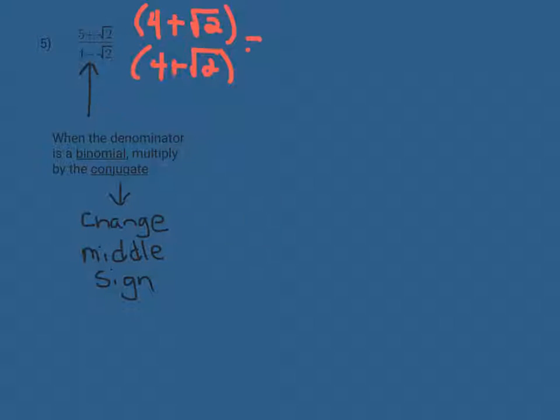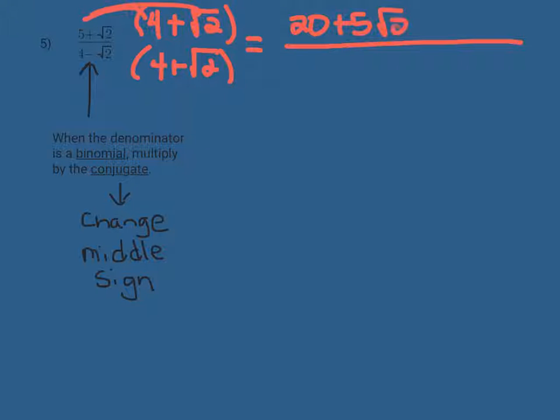Let's start with our numerator here. We're going to have to double distribute. When I distribute the 5 to both terms, it's going to give me 20 plus 5 radical 2. When I distribute the radical 2 to both terms, radical 2 times 4 is 4 radical 2.